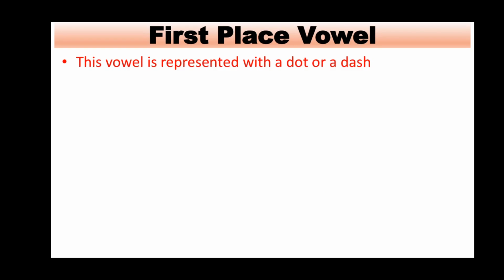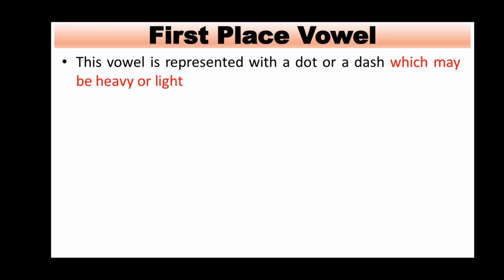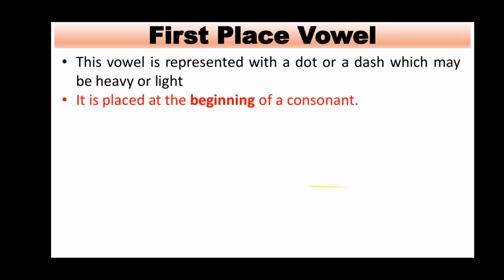Let's start with the first place vowel. These vowels are represented with dots or dashes, just like I said earlier, and the dot may be a heavy dot or a light dot. The vowel is placed at the beginning of a consonant, like I explained, that is at the top. A first place vowel is placed at the top of an outline. For example, let's look at the following words. We have pa, ma, and cat.